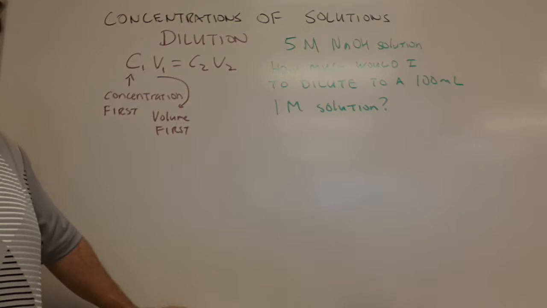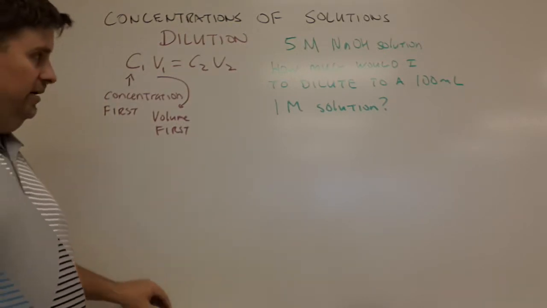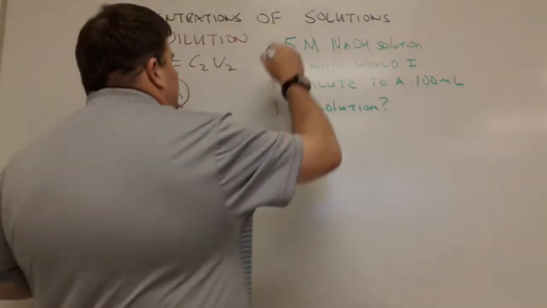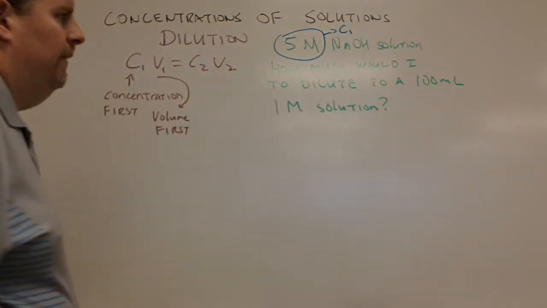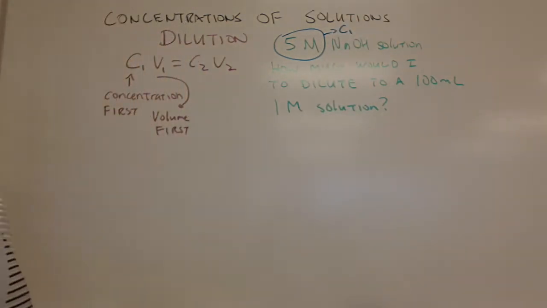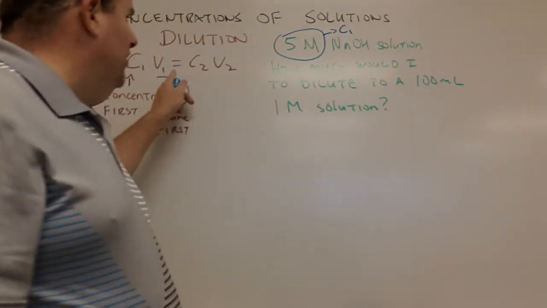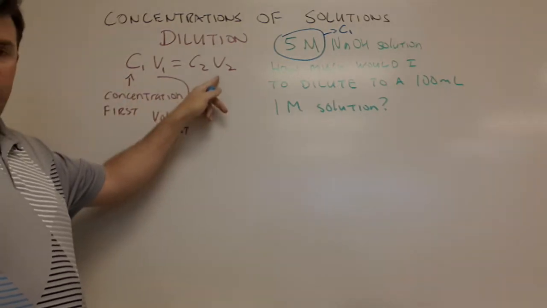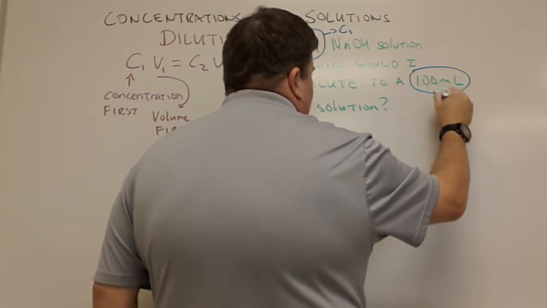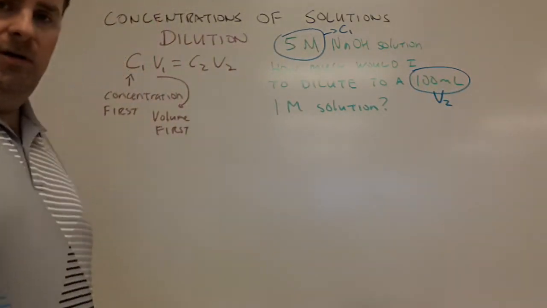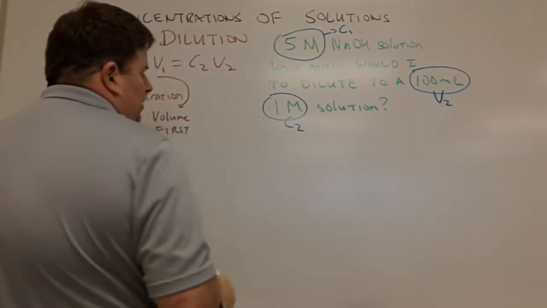So I start with 5 molar. So let's go ahead and I'm going to mark up my problem. I'm going to say 5M is going to be C1. So I'll call that C1. All right? And the next number I get is 100 mil. So I'm going from this solution to a second solution. So first solution, second solution. So I'm going to use my second volume, V2 over here, that's my volume, right? And I'm going to use molarity here to be my second concentration.